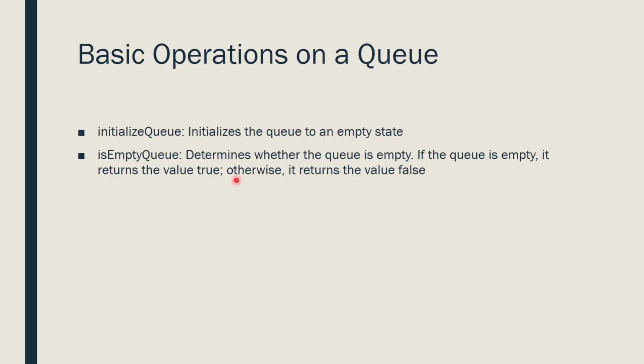The empty queue operation determines whether the queue is empty. If the queue is empty, it returns the value true, otherwise it returns the value false. This is very important since you cannot remove, for example, an item from an empty queue. For that, you can generate a queue underflow.